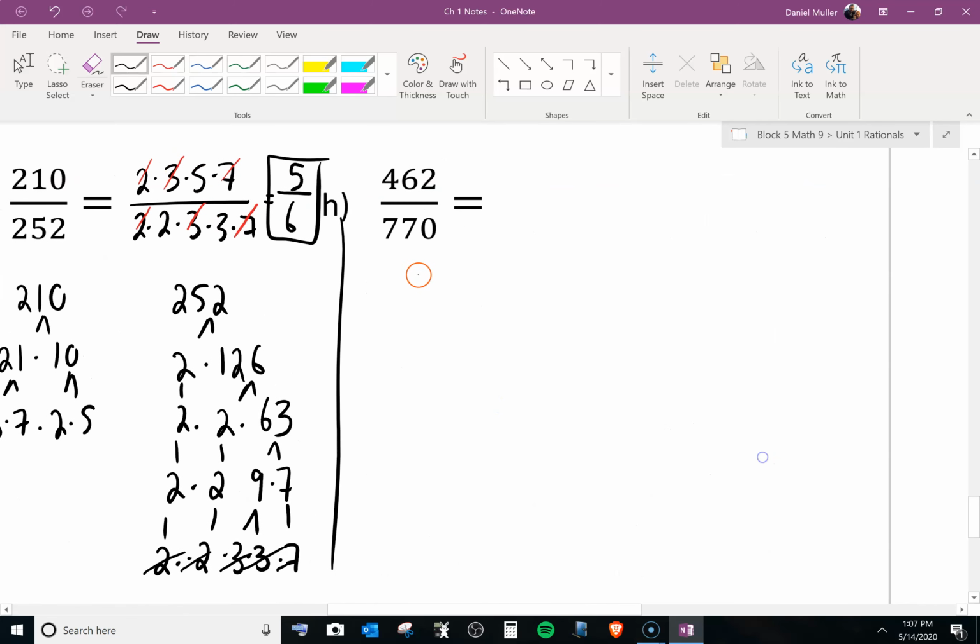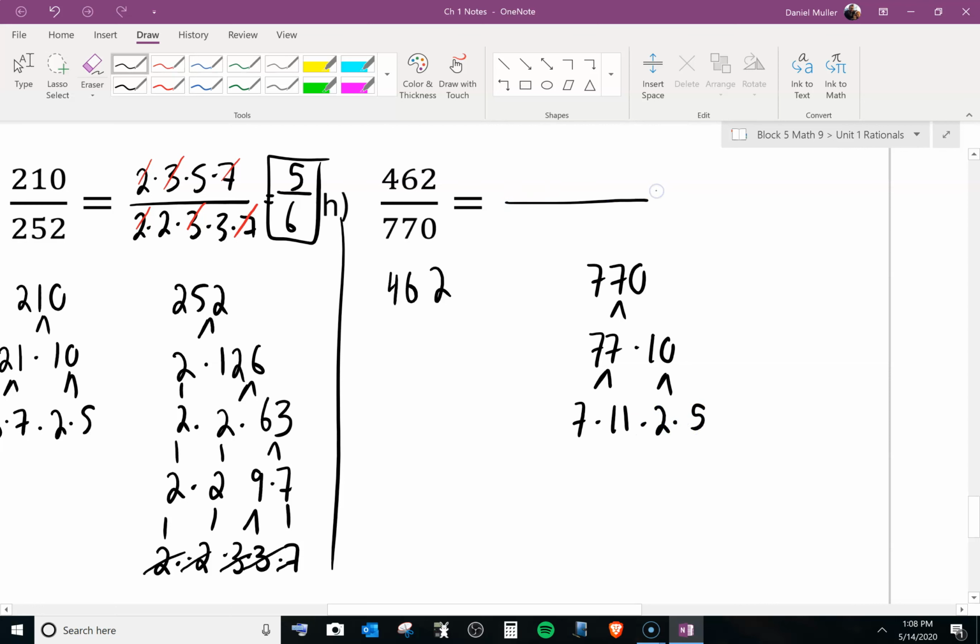And what do we got? Lastly, we have 462 and 770. I like this one because this is 77 times 10. And 77 is actually kind of nice because I got a 7 and an 11, and that's a 2 and a 5. So let's write that down now in order. So 2, 5, 7, 11.